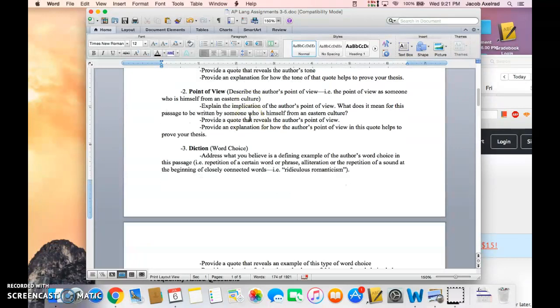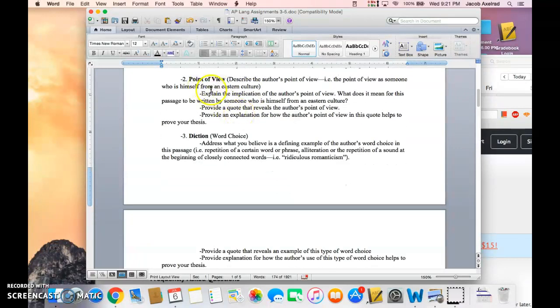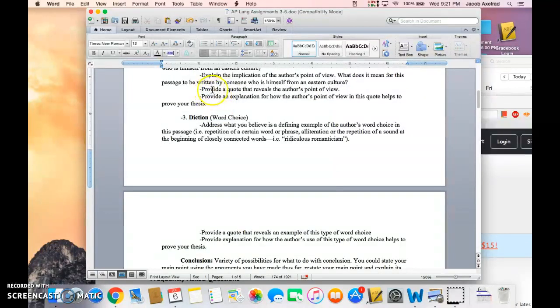You could have a paragraph on point of view, in which you would describe the author's point of view and maybe explain the implication of it, or what it means for this passage to be written by someone who is himself from an Eastern culture. You might want to provide a quote that reveals the author's point of view, and then provide an explanation for how the author's point of view in this quote helps to prove your thesis.